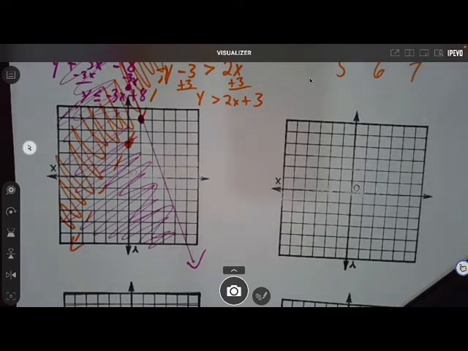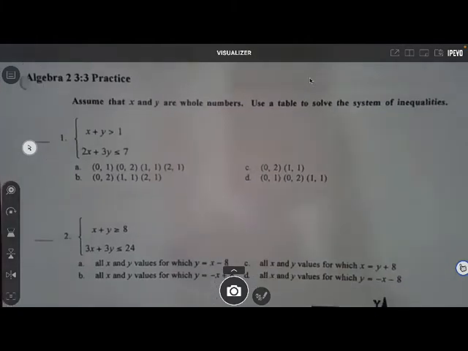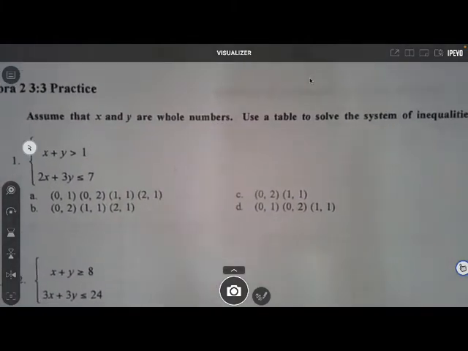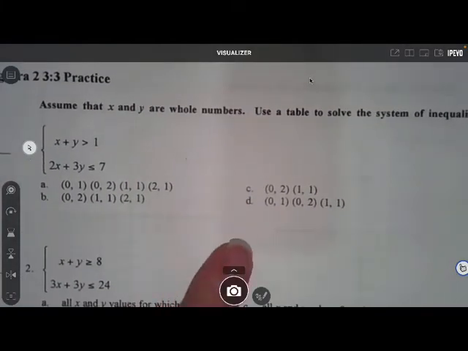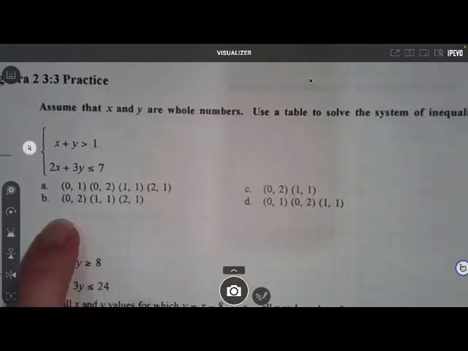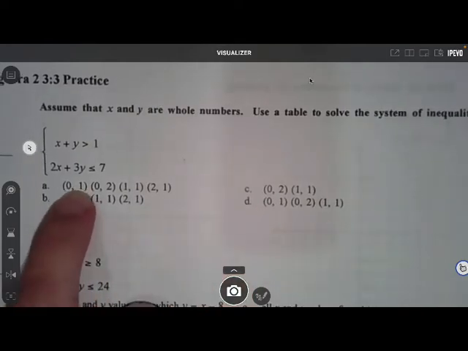Let's see. For number 1, I'll show you what it looks like. They want to know which of these answers is where they intersect. So what I would do on number 1 is plug in the x and y and see if it's true. So for number 1, let me plug in A.